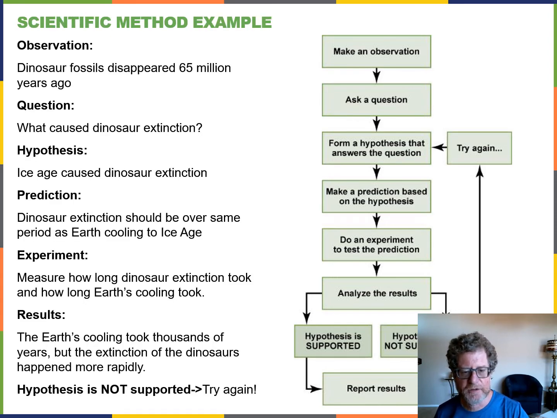So here's an example of how dinosaurs and our ideas are changing. If you look at dinosaur fossils, they disappeared about 65 million years ago, and we know that from the fossil record. And so what caused the dinosaur extinction? For a long time when I was growing up, people said, oh, they became extinct because they didn't survive the Ice Age. So if that's true, then the dinosaur extinction should go along with an ice age. But what happens is the dinosaurs actually died out very quickly, whereas the ice age developed over a long, long period of time. And so the hypothesis was not supported.